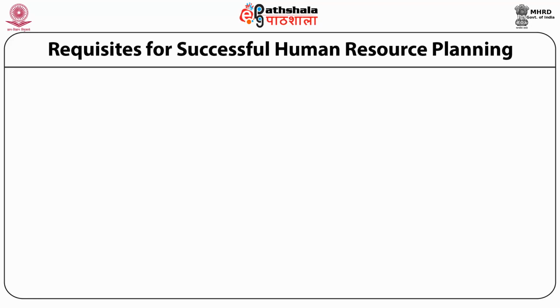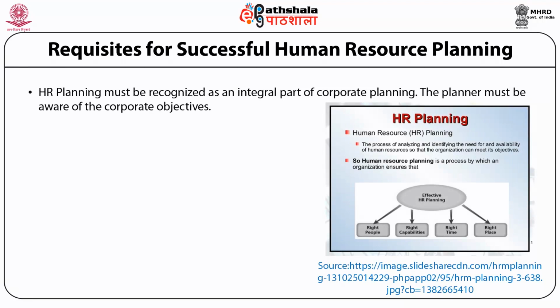Now we shall be discussing what the requisites for successful human resource planning are. Like the first, HR planning must be recognized as an integral part of corporate planning. Corporate planning is at a bigger level and HR planning is done at a smaller level. The planner must be aware of the corporate objectives, the objectives of the organization. Only then can he do the human resource planning.